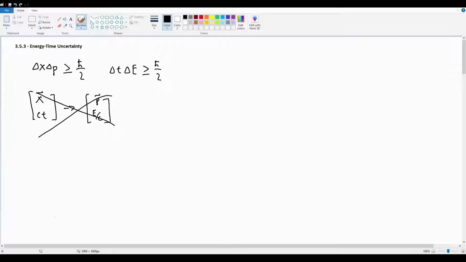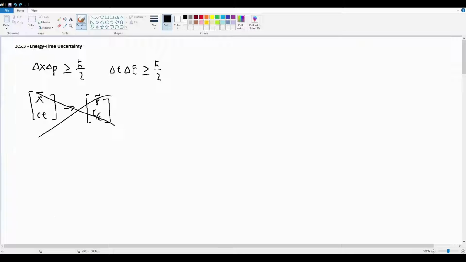Instead, it turns out that this is an entirely different thing. There's no relation between it and x, p. It just happens that, out of coincidence, the product of the uncertainties of time and energy happens to be greater than or equal to h bar over 2, in the same way that x and p happen to be greater than or equal to h bar over 2. It's a happy little mathematical coincidence, if you will.